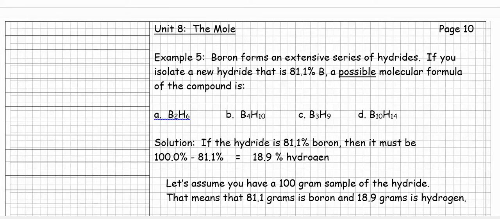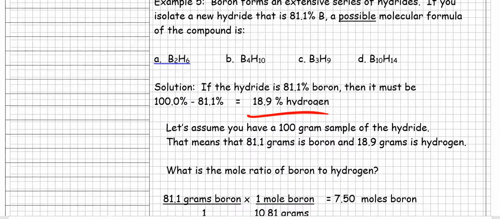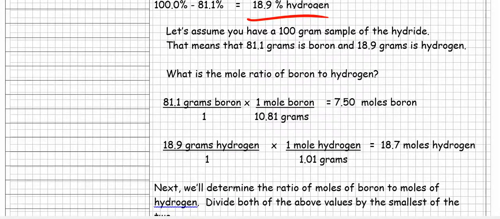A hydride, apparently, from the answers, looks like it's just boron with hydrogen, right? So there are only 2 elements involved, boron and hydrogen. So to determine the percentage of hydrogen, just subtract 81.1% from 100%. We get 18.9% hydrogen. So now we know the percentages of boron and hydrogen, 81.1 and 18.9 respectively. Again, let's assume we've got a 100-gram sample of the hydride, like we've been doing in the past, and this means that 81.1 grams of boron and 18.9 grams of hydrogen are present.